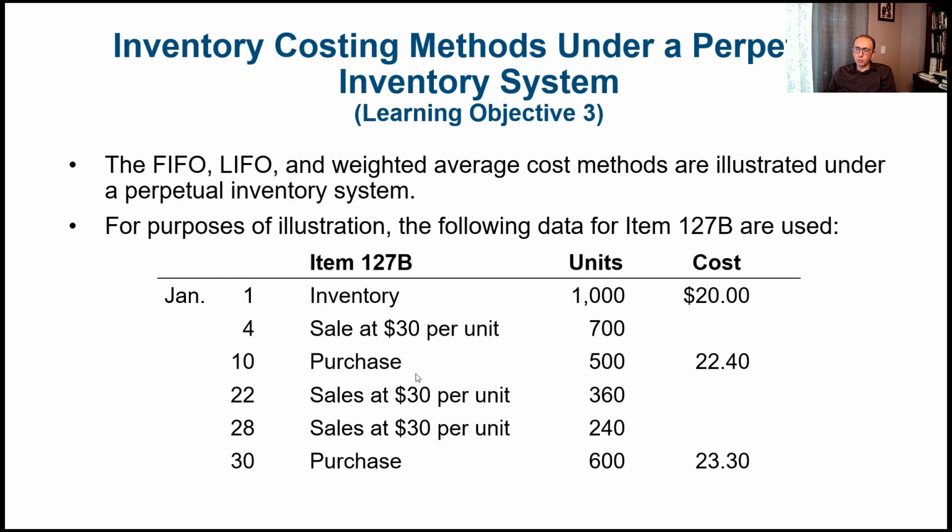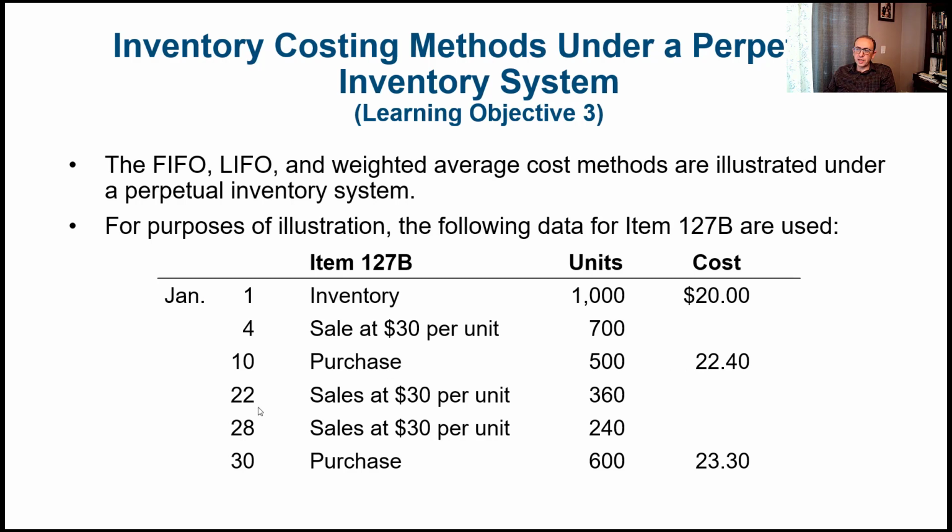Then on the 10th, we purchased 500 units. So now, if you think about it, the 1,000 units went down to 700 went down to 300. And now we added 500, so now we have 800 units available. But the problem is 300 units are at $20 and 500 units at $22.40. So you can see we have like two batches now. A batch for 20 and another batch for $22.40.